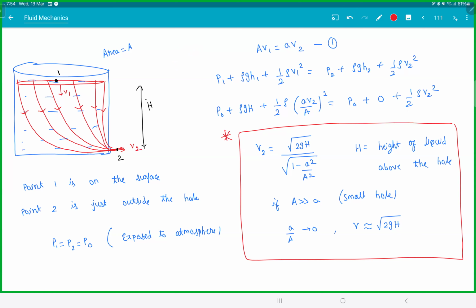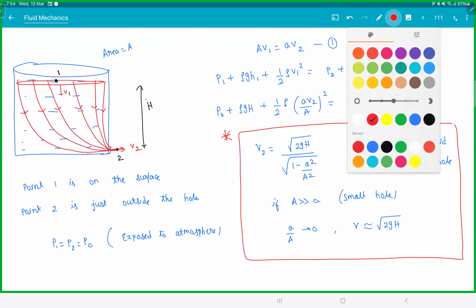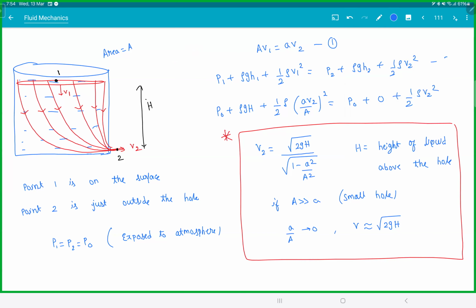Have a look at this. Just one Bernoulli's equation and the equation of continuity, and you get the velocity of efflux. Clear with this? All got this? Now I have a small query here.